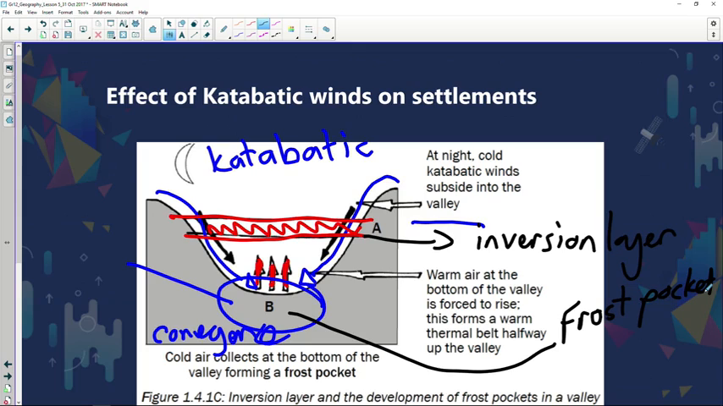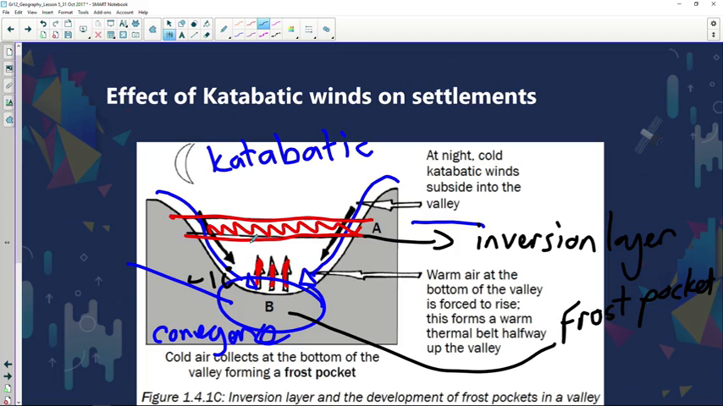The warm air is being forced to rise because of the cold air coming from the sides, creating this thermal belt. So if I had to write temperatures in here, in the bottom of the valley, we're going to experience -1 degree Celsius. It's referred to as the frost pocket. What is frost? When the dew point temperature is below 0 degrees Celsius, when water vapor turns directly into ice.